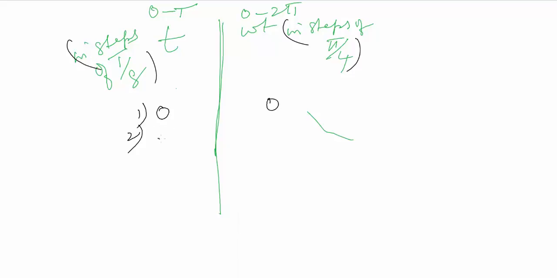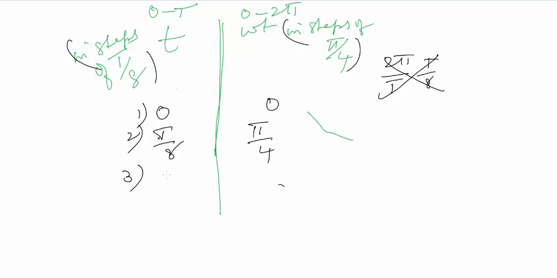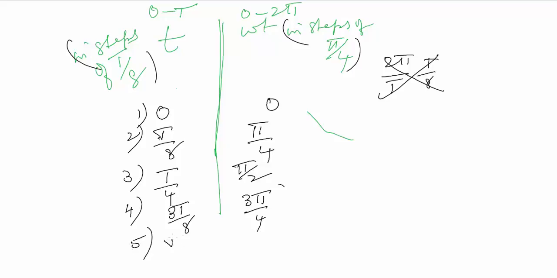Second one, if t is equal to T by 8, this will become pi by 4, because 2 pi by capital T into T by 8 makes it pi by 4. Then the third, if it is 2T by 8 or T by 4, this will become pi by 2. Fourth one, if t is equal to 3T by 8, this will become 3 pi by 4. If this becomes T by 2, this becomes pi.